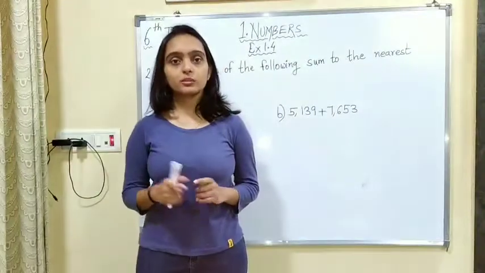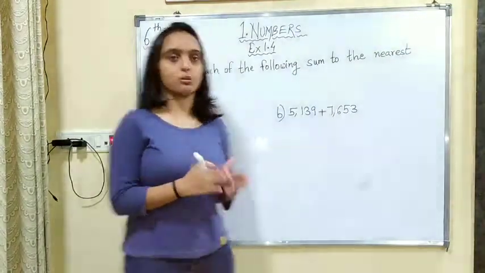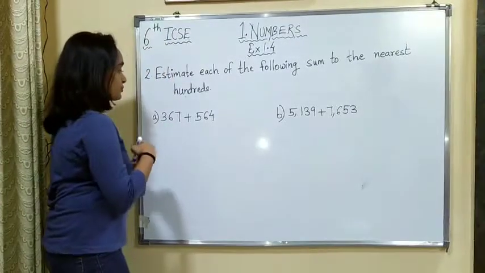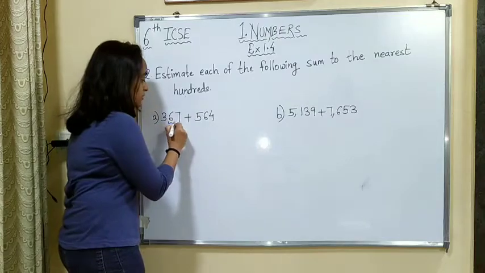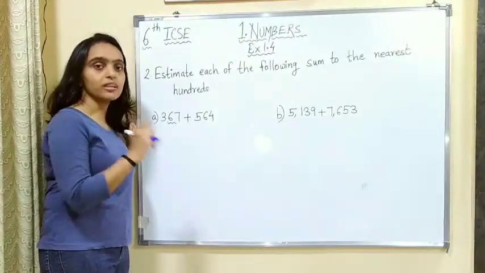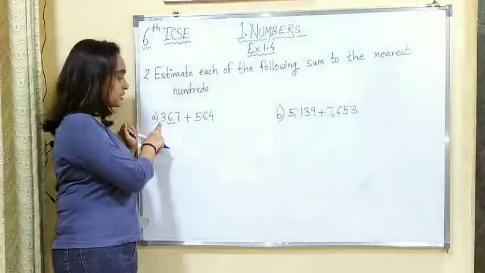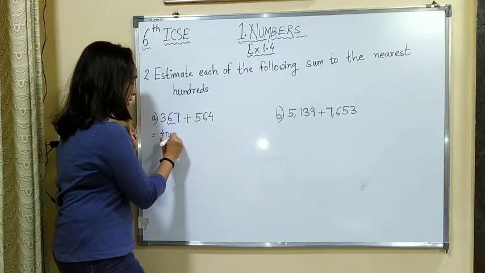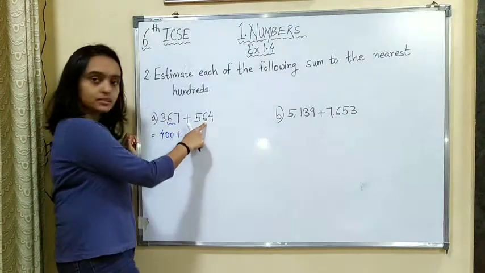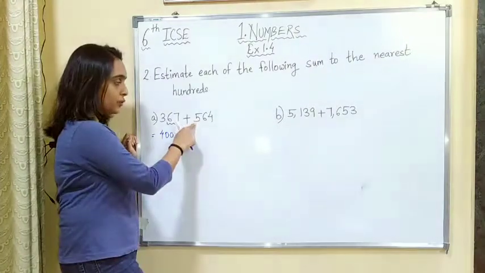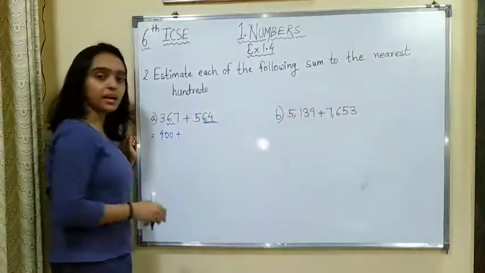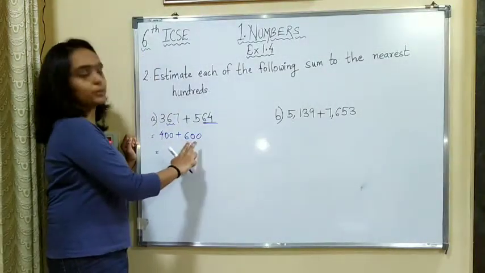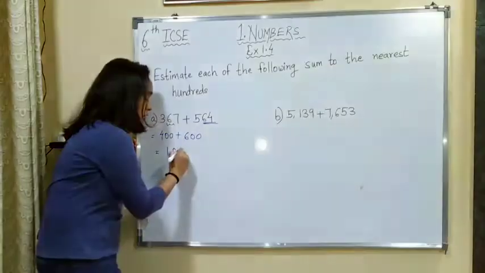The next question is to estimate the number to its nearest hundreds place. Okay, so here we will see the digit at the tens place and then we will find the answer. Here the digit at the tens place is 6, so it is greater than 5. Now we will add 1 to the hundreds place. So it will be 400, and here again 6 is greater than 5. So we will add 1 and replace all the rest of the numbers by 0. So it will be 600. Now 400 plus 600 gives you 1000.